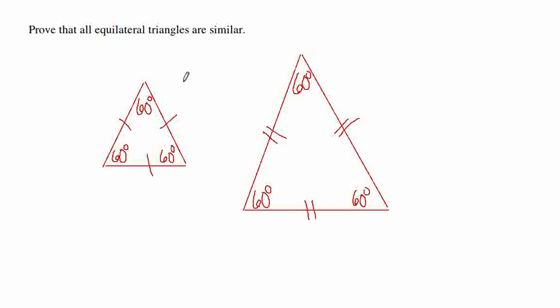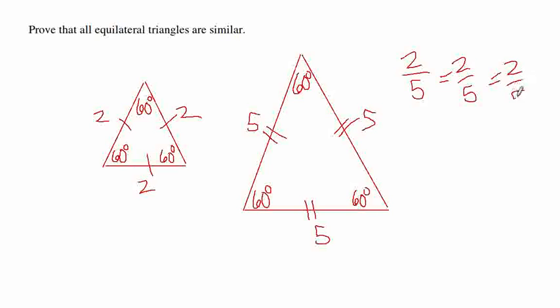Okay? Now, no matter what the side lengths are, you'll see that the ratios of corresponding side lengths are the same. So let's say that the smaller triangle has side lengths of 2, and let's say that the bigger triangle has side lengths of 5. So all the ratios of corresponding side lengths are all 2/5. Okay, and this applies for any equilateral triangle, and so therefore we've proven that all equilateral triangles must be similar. All right, let's try one more.